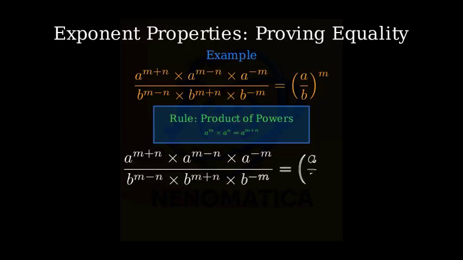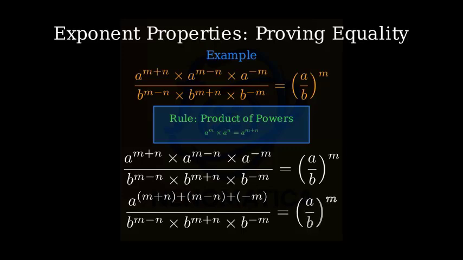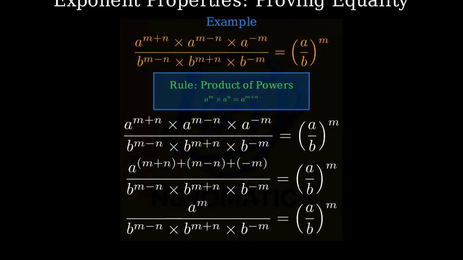First, we'll focus on simplifying the numerator, using the property that when we multiply exponential terms with the same base, we add the exponents. Now, let's work on the numerator. We add the exponents m plus n minus n plus negative m. Let's simplify the expression in the numerator. First, let's group m plus m, which gives us 2m. Then we have plus n minus n, which equals 0. Finally, we add negative m, giving us 2m minus m, which equals m.